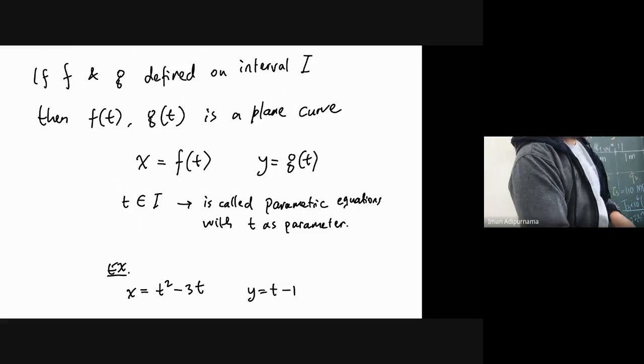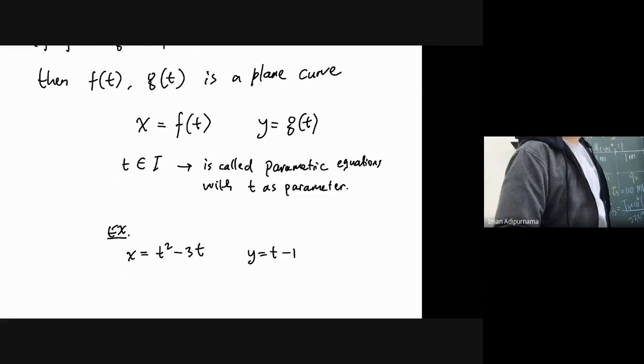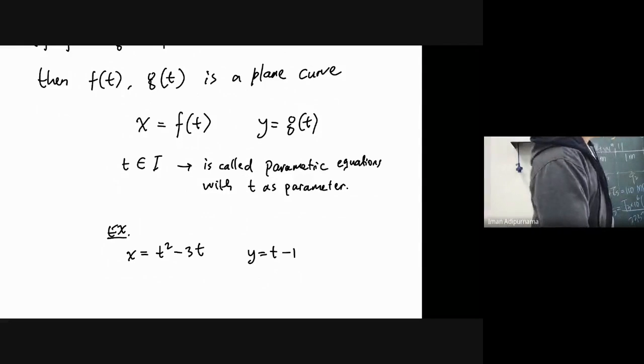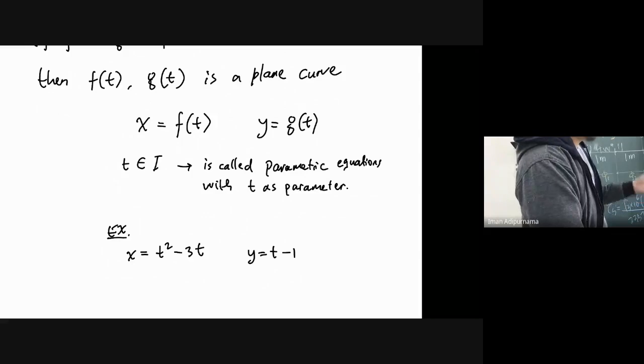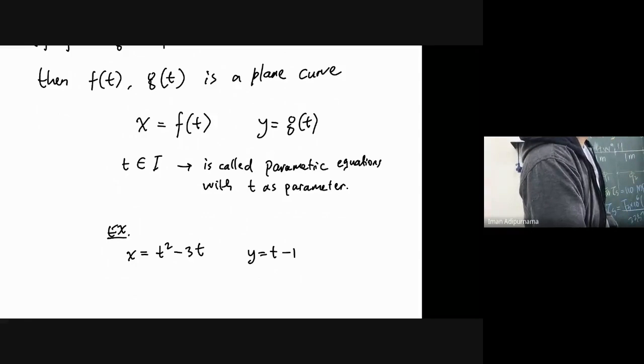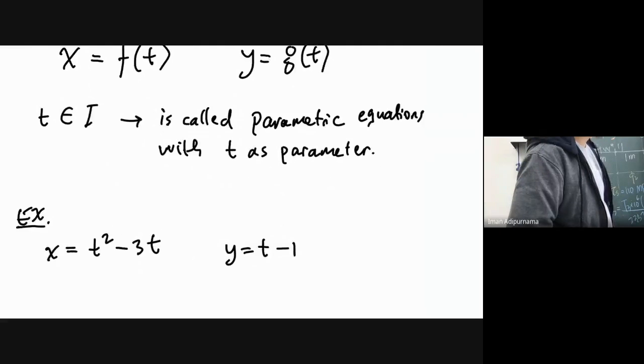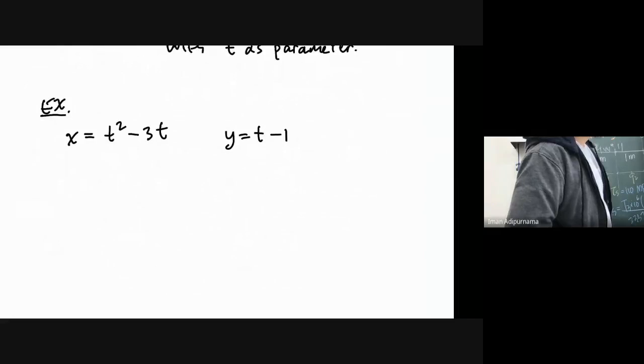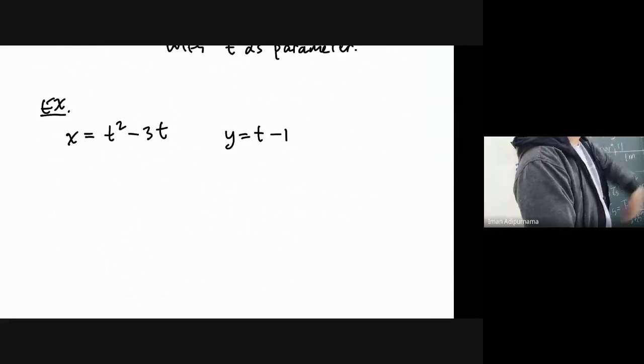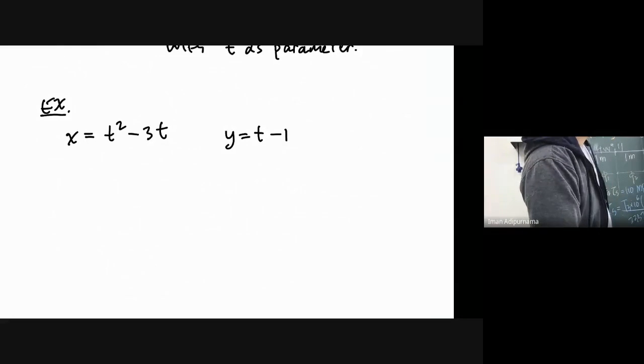So parametric means you will have another parameter or another variable. Usually we are indicating it by t. The parameter is t, so it's called the parametric equations. The t is our parameter. And if you see here, x is t squared minus 3t, y is t minus 1.